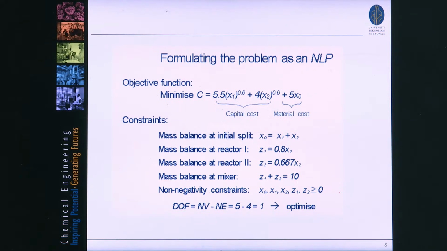So now how many variables do we have? x0, x1, x2, z1, z2. So we have 5 variables, we have 4 equations. So it's 1 independent variable which we can optimize.